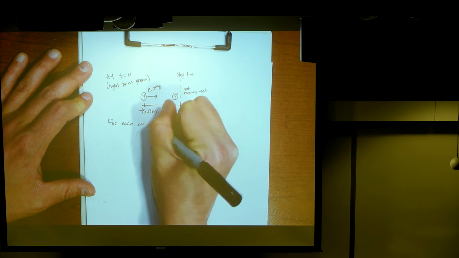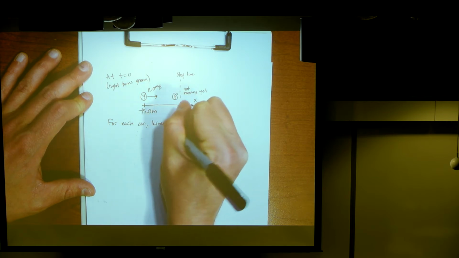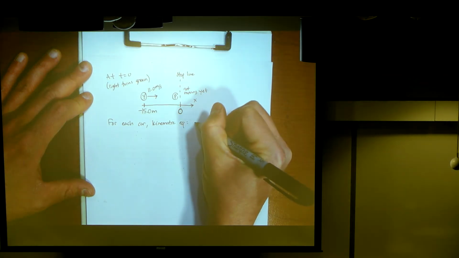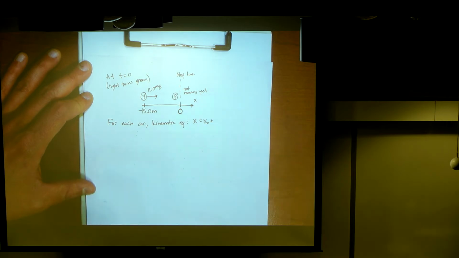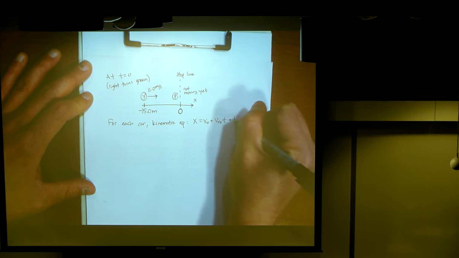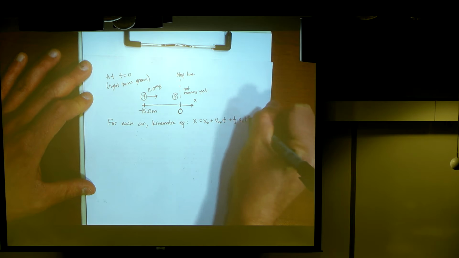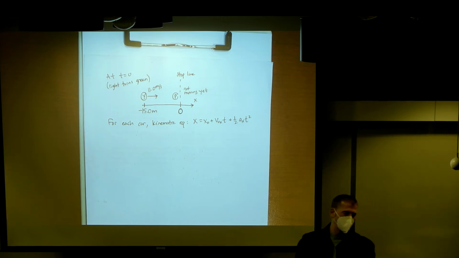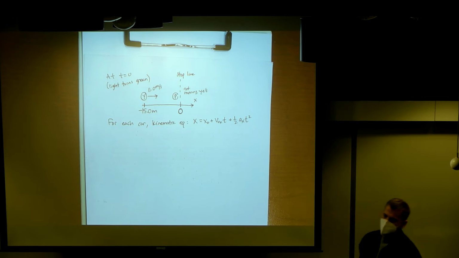All right, so for each car, we're going to have a kinematic equation. And we're going to use the same one that we used previously, which is x equals x naught plus v naught x times time plus 1/2 a_x t squared. The reason this is going to be useful, just like before, is whenever one car catches up with another, we'll set their x values equal. So that's why it's useful to have this kind of kinematic equation.